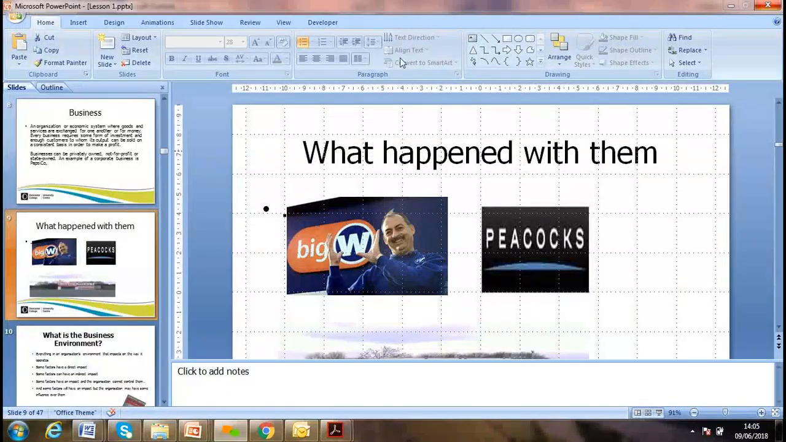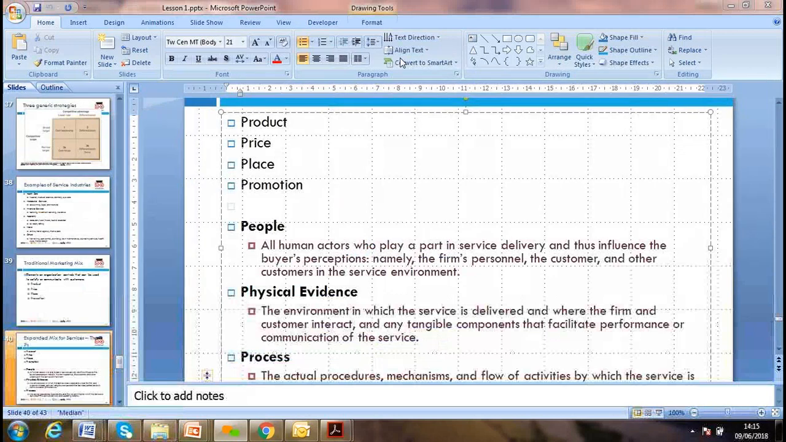Can you see the screen? No, Daniel? Yes. Can you see now? Yes. Okay, so let's begin.